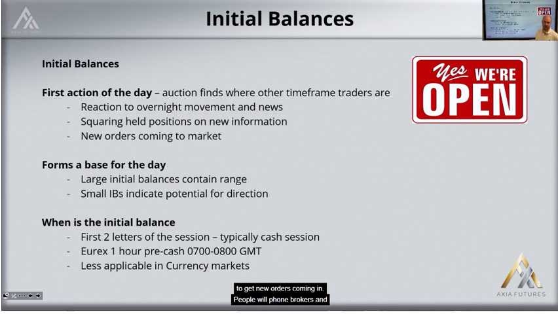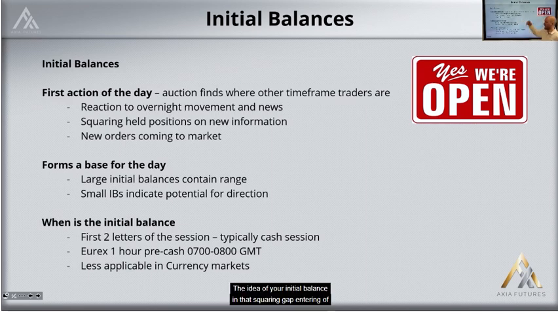You're also going to get new orders coming in. People will phone brokers at the end of the previous session or overnight and say, if market opens above X or below Y, do Z. And so there'll be orders that come in at the open based on where the market is opening. And we're going to look at the order flow perspective and how you actually trade specifically the opening auction when we do order flow and when we do macro trading week.